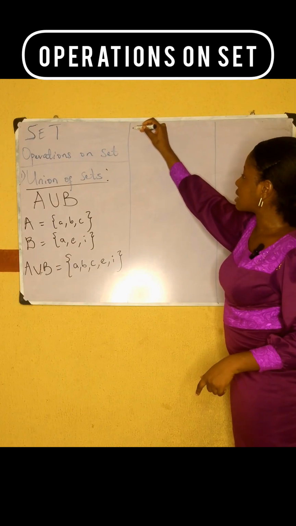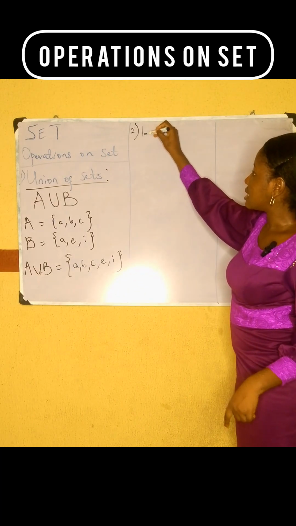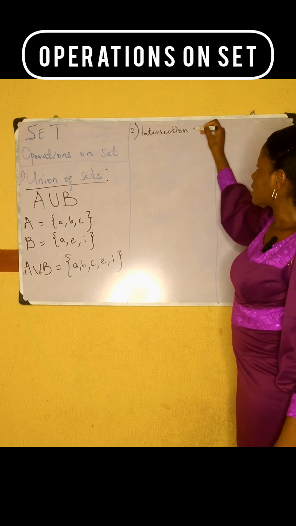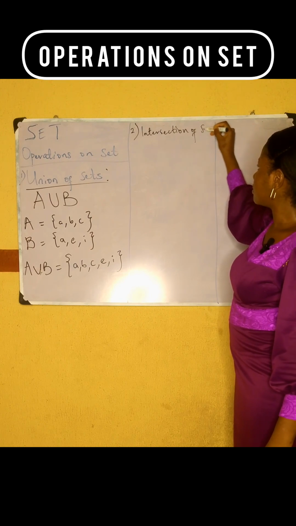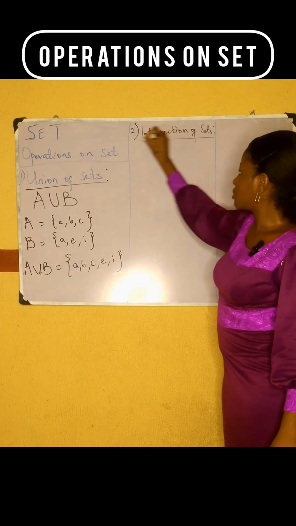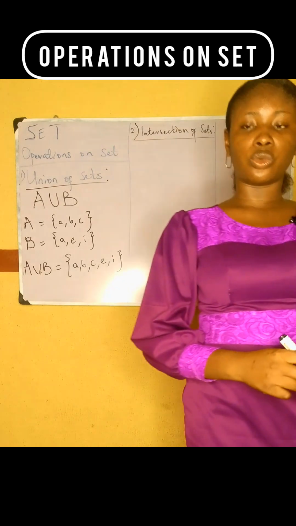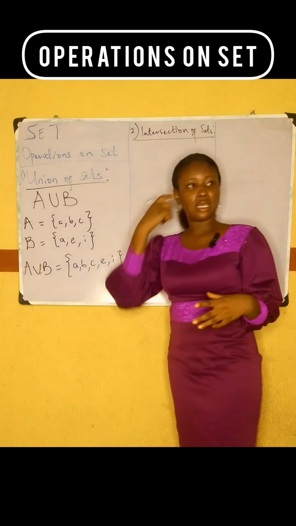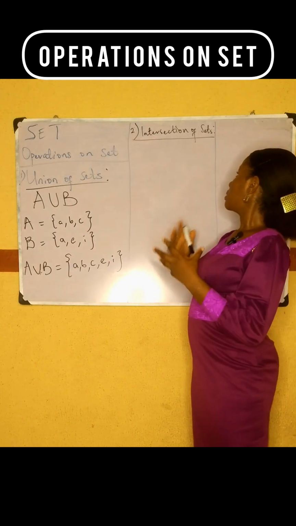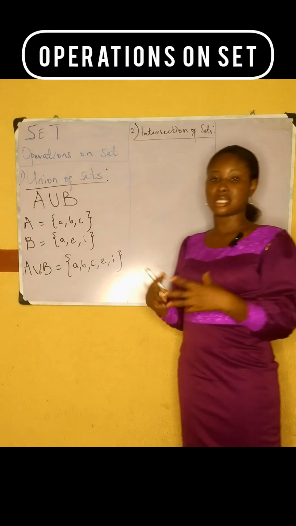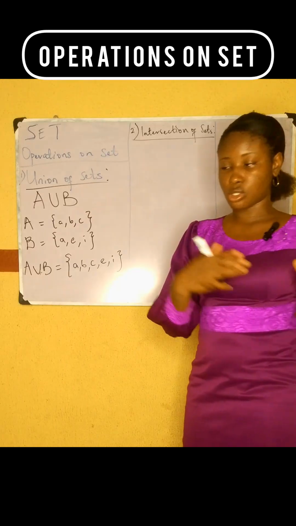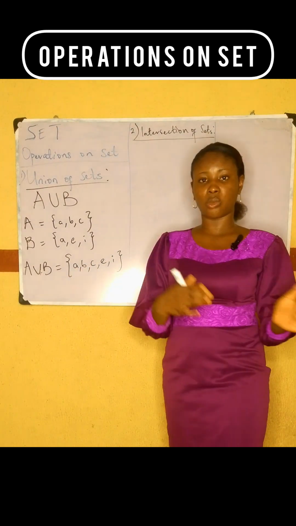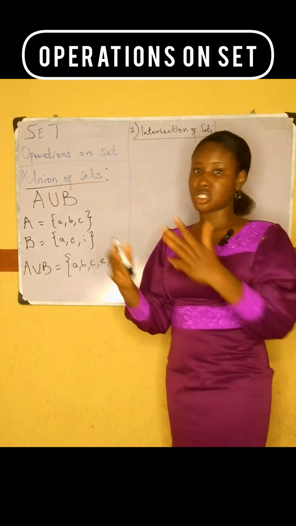Then the second one is intersection. Intersection of sets is the second one. Now what this particular operation of sets is saying is that when we are talking about intersection, we are looking at what is common between these 2 sets. That's basically what intersection is all about. What is common? What is in the first set that is also in the second set?